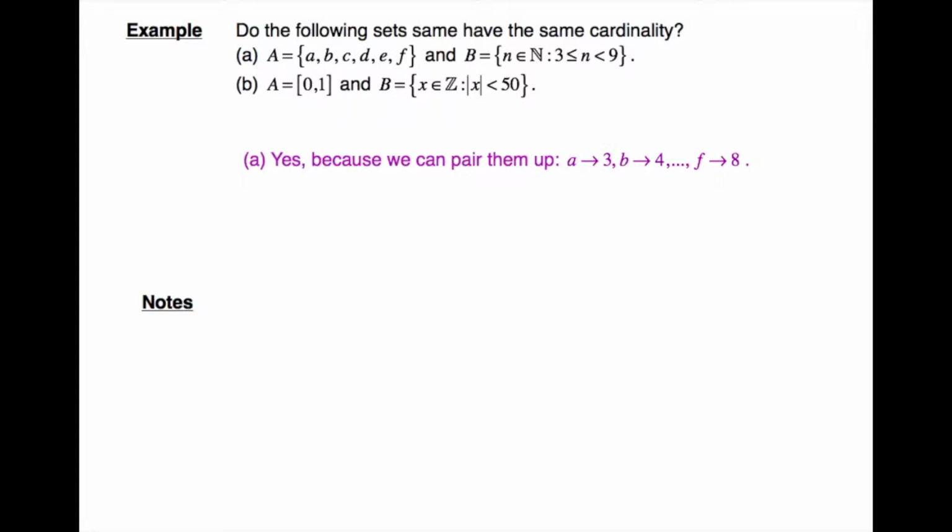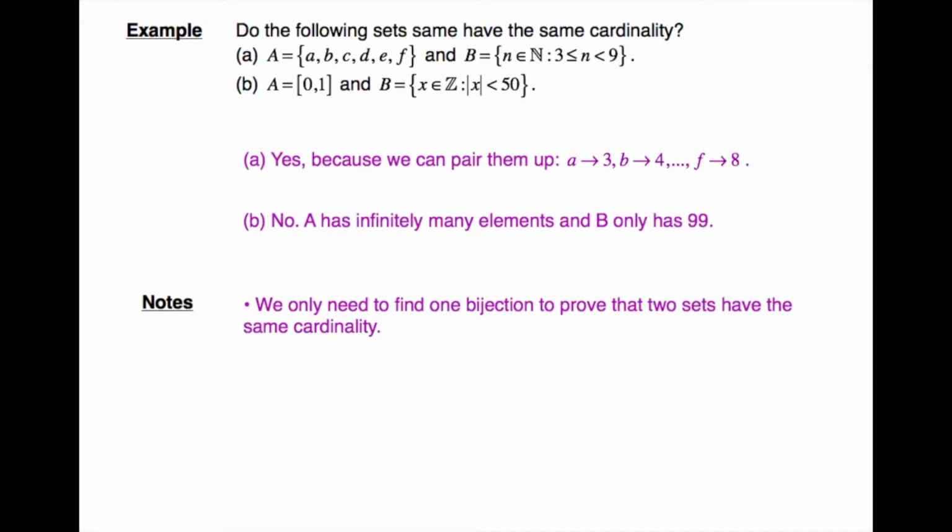Second example: A is the interval composed of all the real numbers between 0 and 1 included, and B is a set of integers. Do these two sets have the same cardinality? Clearly the answer is no. A has infinitely many elements, and B only has 99, from negative 49 to positive 49 and 0.